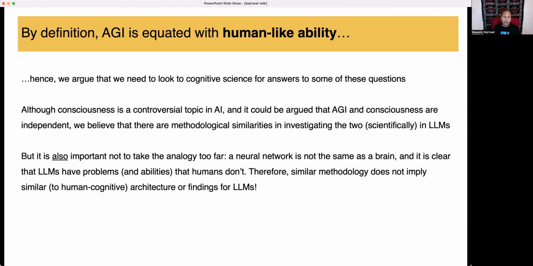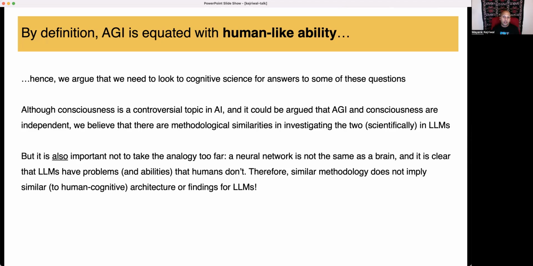So by definition, AGI is equated with human-like ability, and hence we argue that we need to look to cognitive science for answers to some of these questions. And although consciousness is a controversial topic in AI, at least, it could be argued that AGI and consciousness are methodologically similar, that there are similar questions around both topics. How do we measure it? What does it mean? And I think one reason is that almost everyone, to my knowledge, if not everyone, agrees that humans are conscious and humans do have general intelligence.